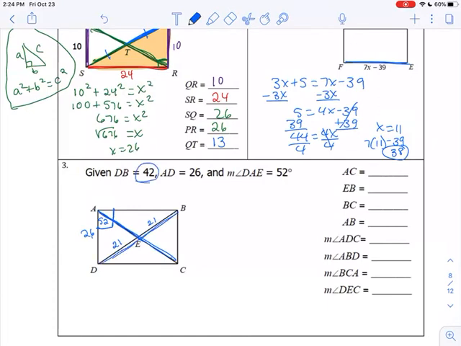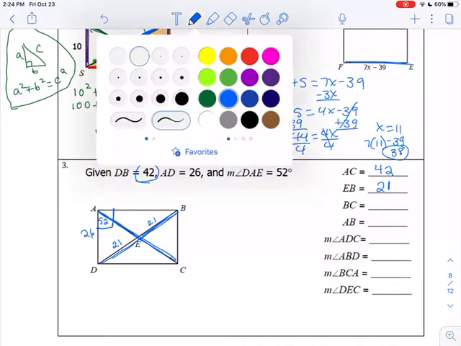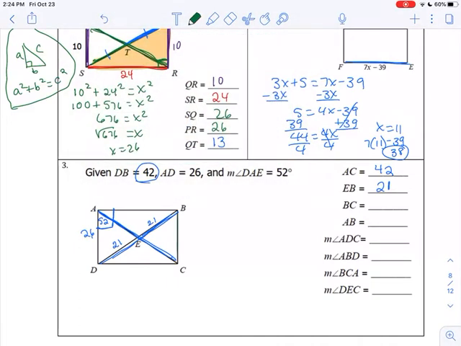So the first thing I want to find is AC. Well, AC is just another diagonal. It's equal to whatever BD is equal to, and BD equals 42. So AC is 42. EB, I already drew that into my picture. EB is 21. It's half of the diagonal, and the diagonals bisect each other. BC is right here on the right. It's going to be equal to whatever the left side is, so it's going to be 26.